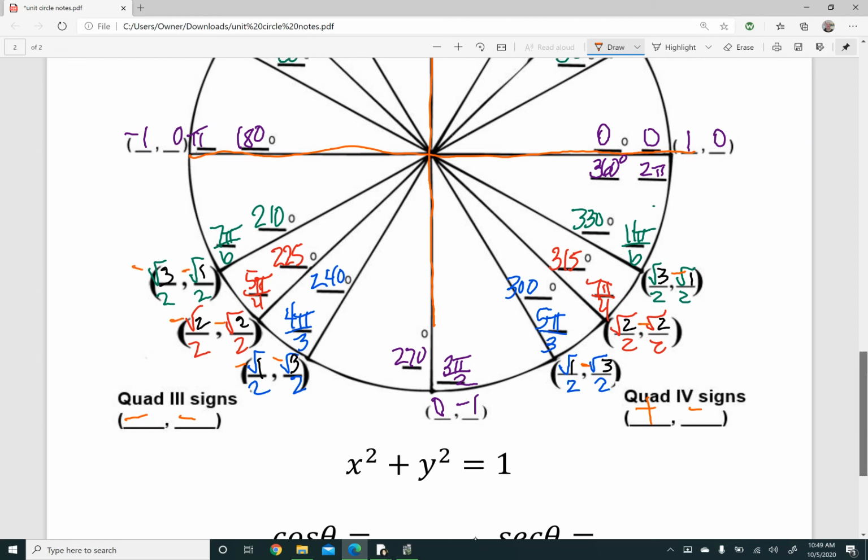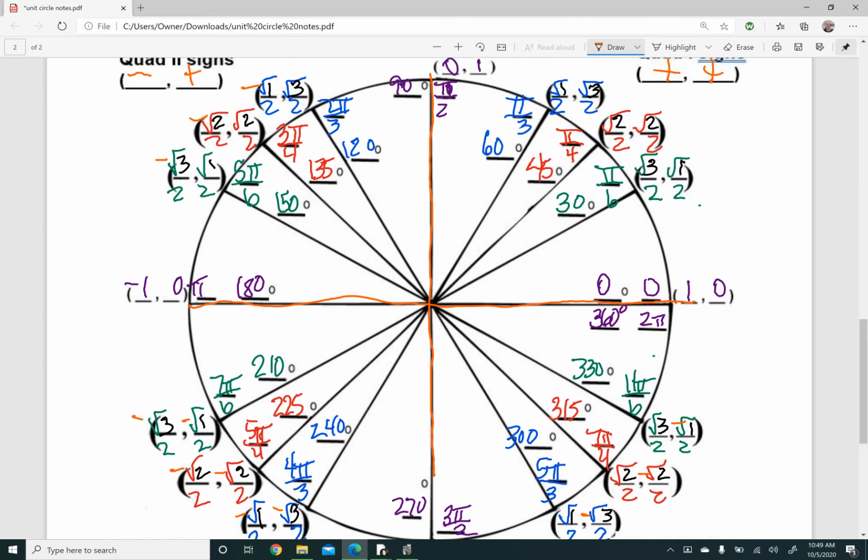If you'll notice, I did this on purpose, changing the colors. All of these greens, the bottoms are all 6s. See them? And all the points are square root of 3 over 2, 1/2, square root of 3 over 2, 1/2, and so on. All the blues are over 3s, and they're all 1/2, square root of 3 over 2, 1/2, square root of 3 over 2. All the reds are pi over 4s, and they're all square root of 2 over 2, square root of 2 over 2. Okay?